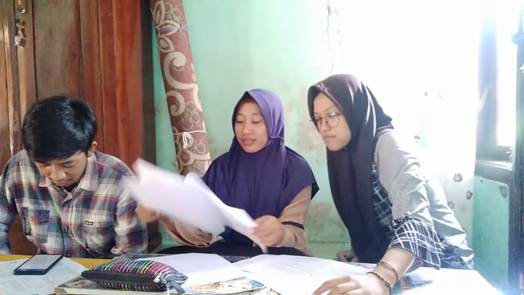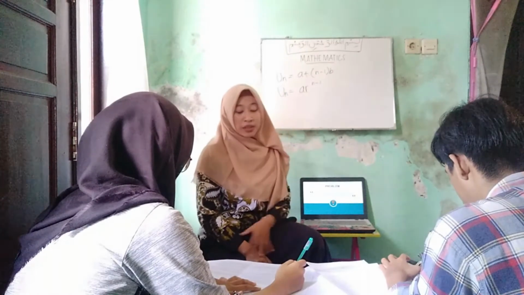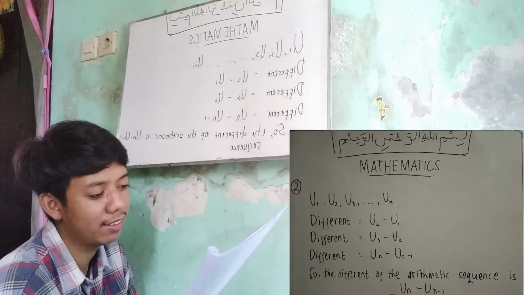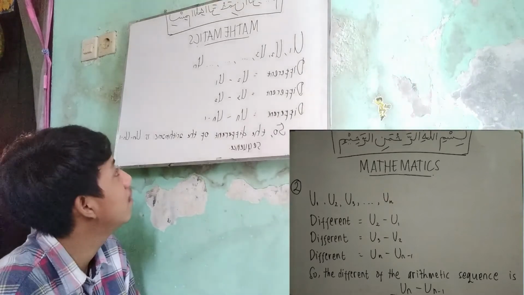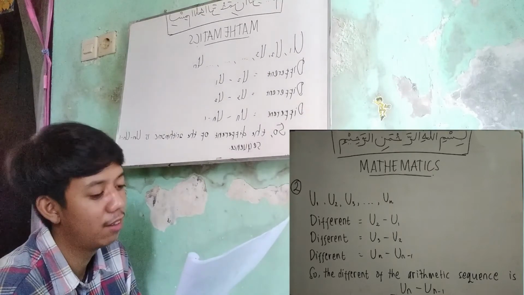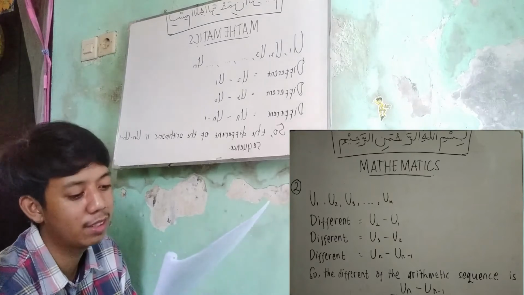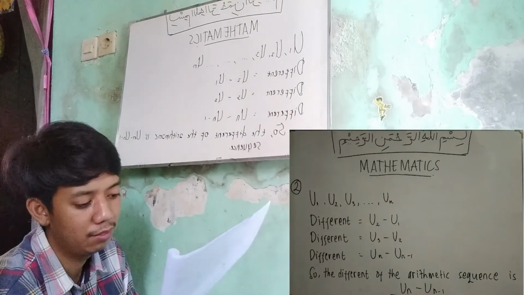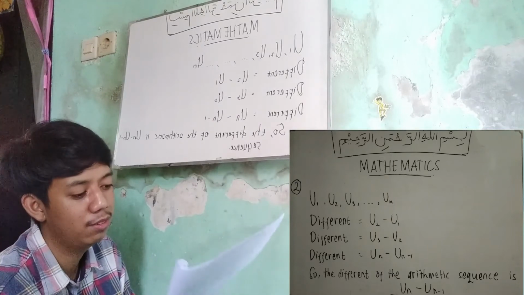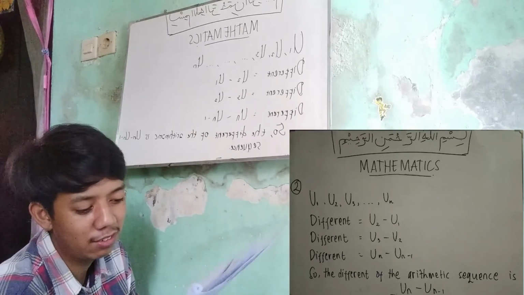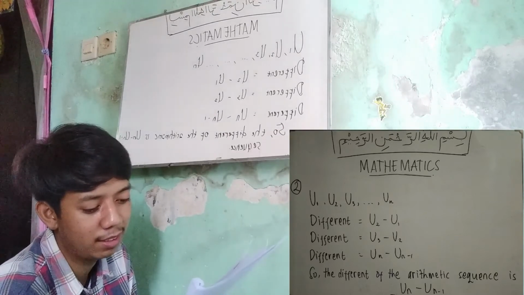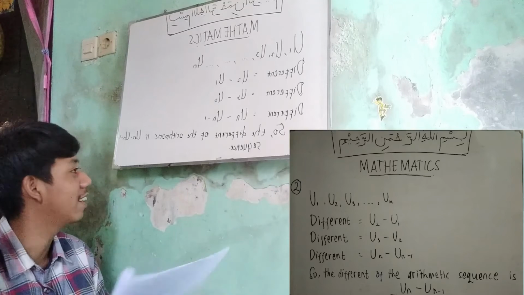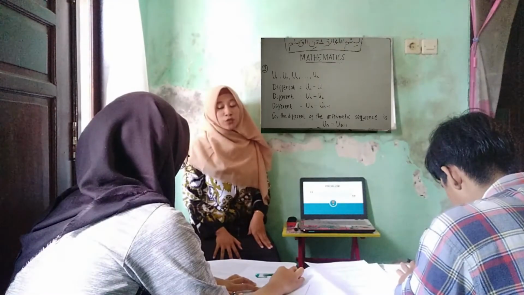In the first problem, we are asked to find the difference of the sequence. So we get the first difference from U2 and U1. We know about this because it's like in the arithmetic sequence. The second difference we get from U3 and U2. So we can conclude that the difference of the arithmetic sequence is Un minus Un minus 1. Wah. Okay, give applause for your friend, guys.